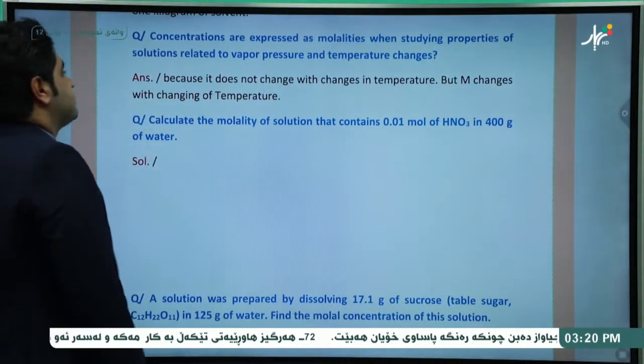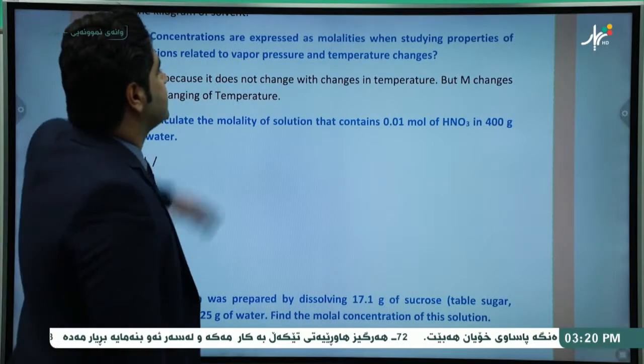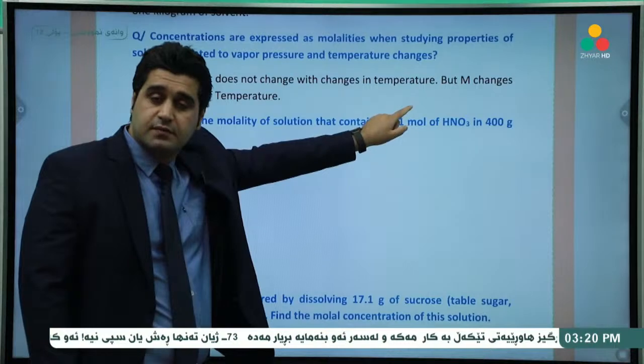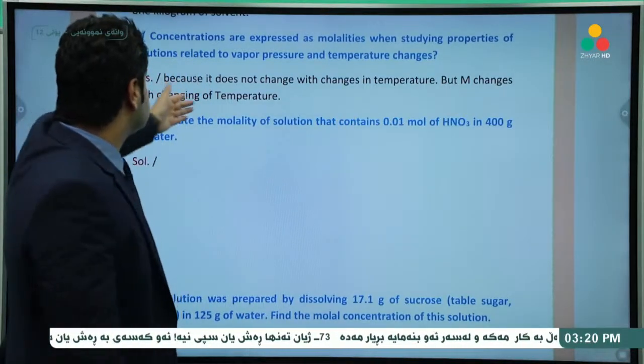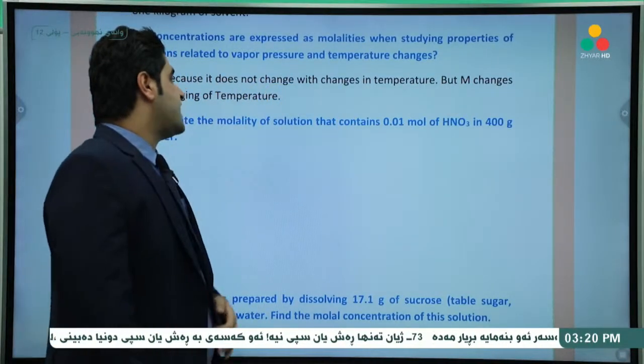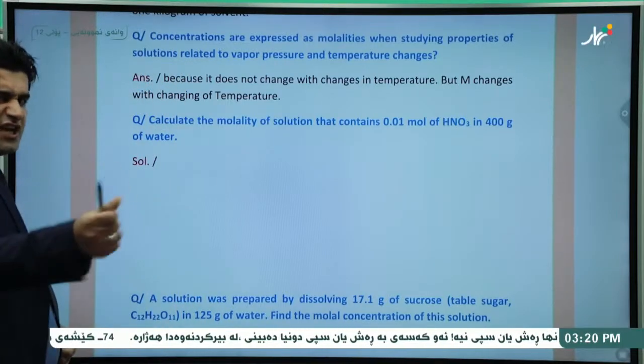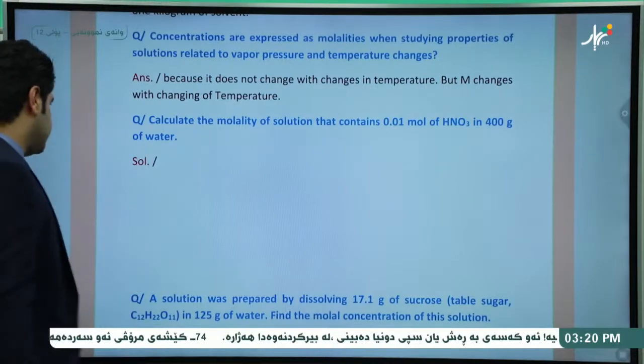Concentration is expressed as a molality when studying properties of the solution related to the vapor pressure and temperature. Did you remember what I told you? Because it does not change with changing the temperature, but molarity can get changed when we change the temperature.